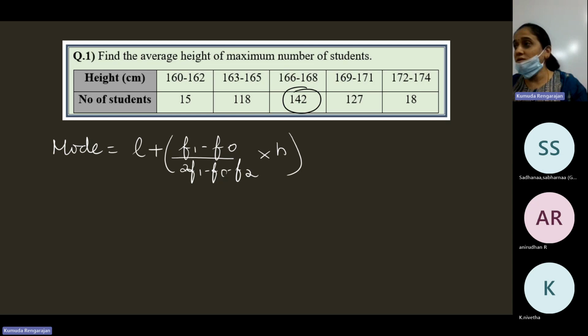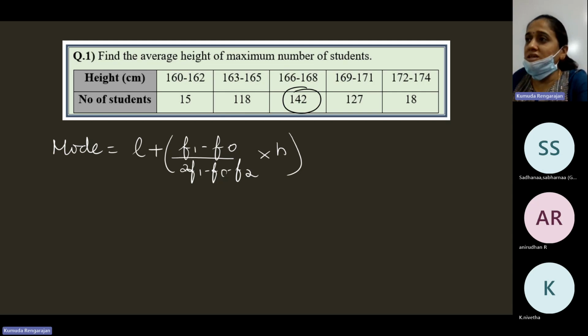Now let's understand what the variables in this formula stand for. L is the lower limit of the modal class interval. F1 is the frequency of the modal class interval. F0 is the frequency of the class interval preceding the modal class interval. And F2 is the frequency of the class interval succeeding, that is, after the modal class interval. So the frequency of the modal class interval is F1, the previous frequency is F0, the next one is F2. H is the width of the modal class interval.